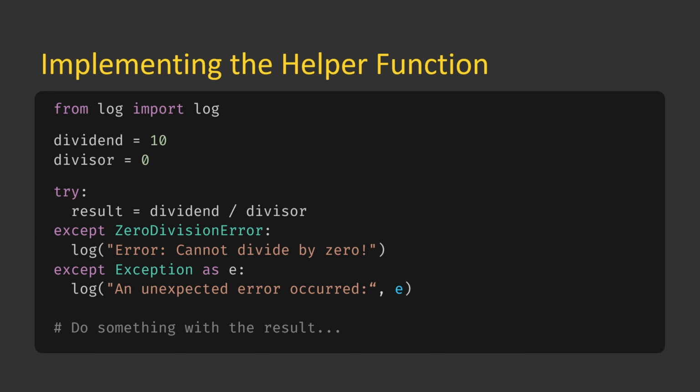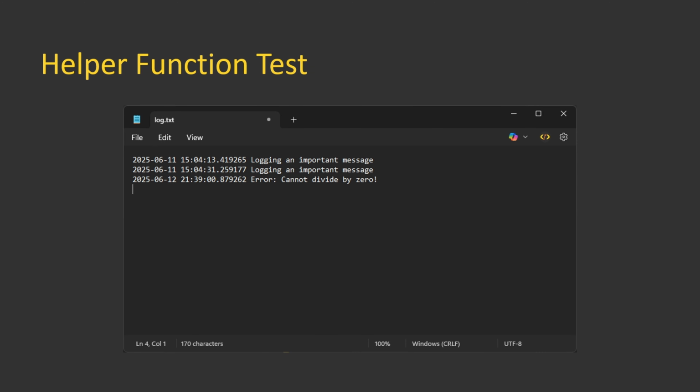When this code runs, we will simulate a division error, which will log the first message. Should any other error occur, the second log function will be called. When we run the test implementation, we can see that the error was successfully logged. Our part is fully complete and ready for the implementation team.